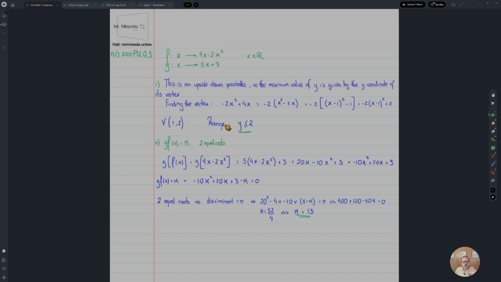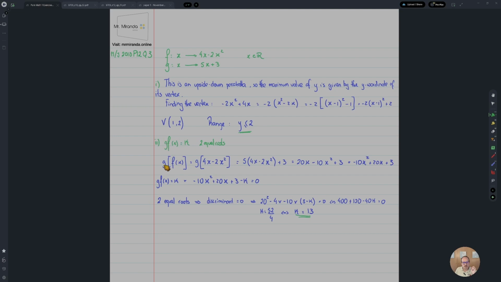So I know that the range is going to be y smaller or equal to 2. Again, upside down parabola, the y-coordinate of the vertex will give you the maximum value of the range. Then for question 2, you have the composite function g of f of x equals k, and you want to get the values of k for which there are 2 equal roots to this equation.